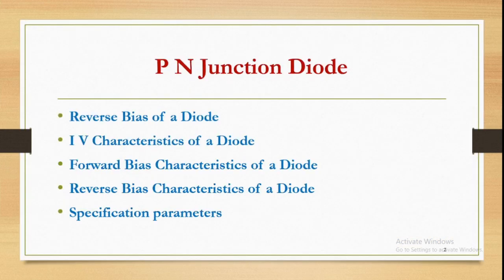We will continue with our lecture on PN junction diode. Today we are going to see reverse bias of a diode, IV characteristic of a diode, forward bias characteristics and reverse bias characteristic of a diode. Finally, we'll see some specification parameters.